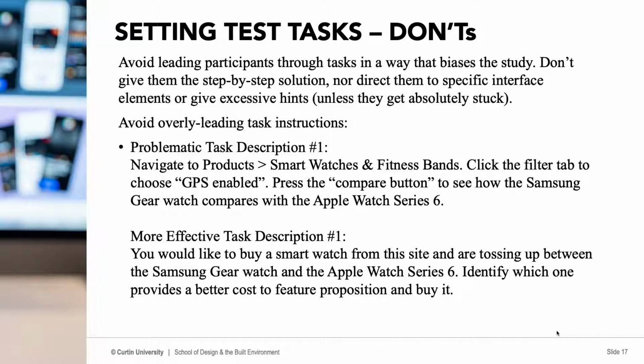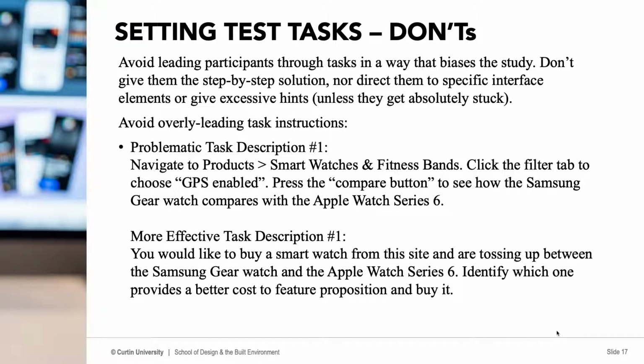Avoid overly leading task instructions. So here's a really good example of a problematic task description that on the face of it might seem really good, but actually it's not very ideal. The first thing is to tell the user, okay, navigate to the products section and then click on the smartwatches and fitness bands, then click on the filter tab to choose GPS enabled, then press the compare button to see how the Samsung Gear Watch compares with the Apple Watch Series 6.